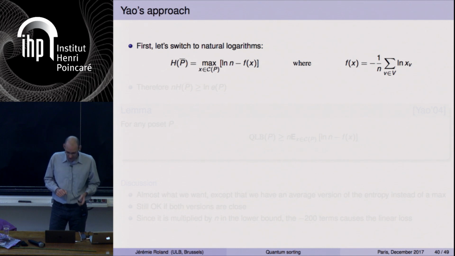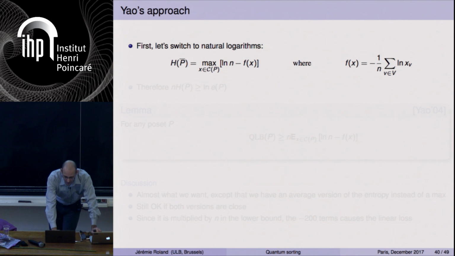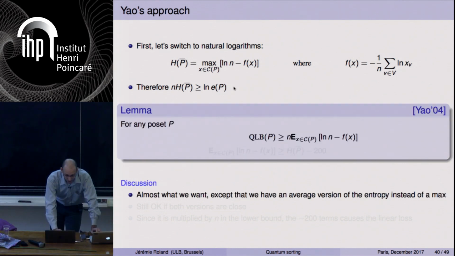Okay, so I don't have so much time left, so let me just explain the idea behind his approach and how we can improve on it. So first, for some reasons, let's use natural logarithms instead of log 2. But we can define the same entropy as before. And since it's just a change of base of logarithm, we also have that nH of P is larger than ln of E of P.